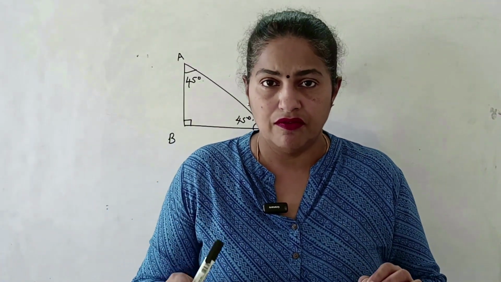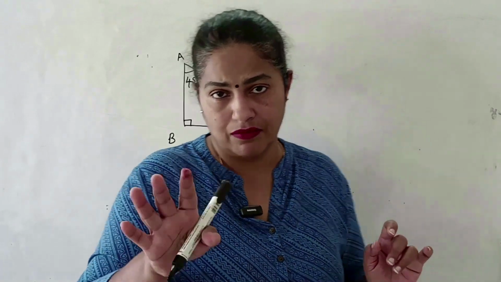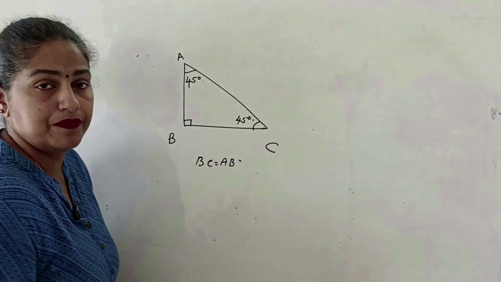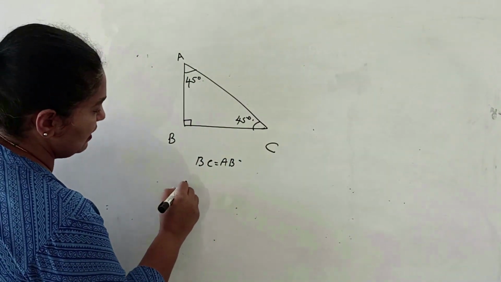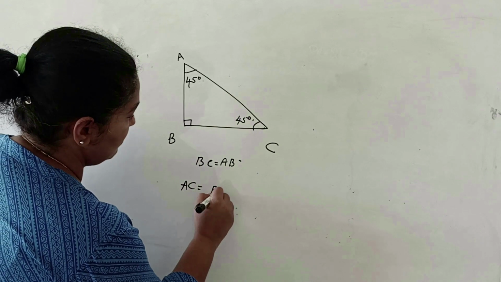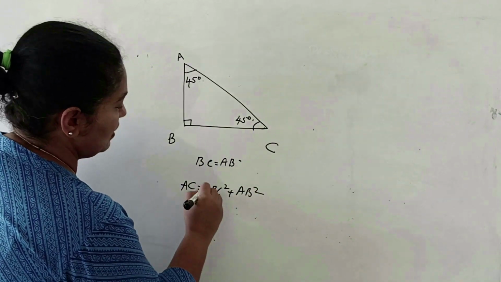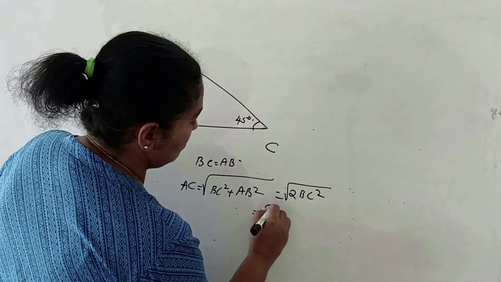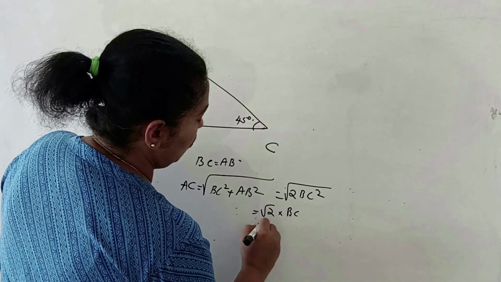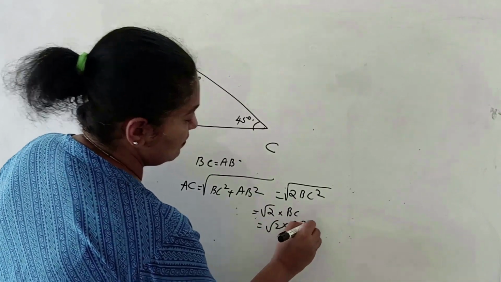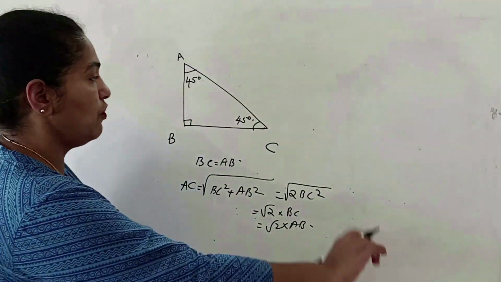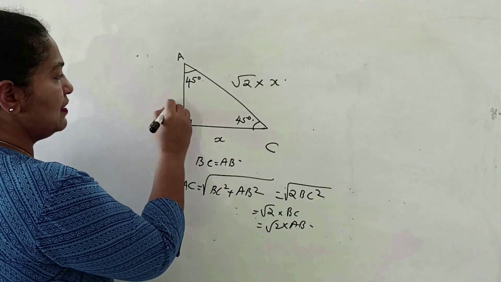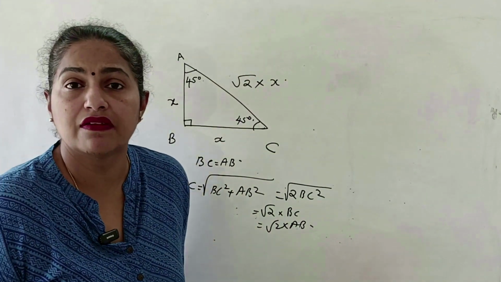You know, when it is an isosceles triangle, the two sides opposite to the equal angles are equal. So now I can say BC is equal to AB. If BC is equal to AB, what can I say about AC? AC is the square root of BC square plus AB square, which is actually root 2 times BC, and this is also equal to root 2 times AB. Fine. So let us say this is x, this is x, so this is root 2 into x.